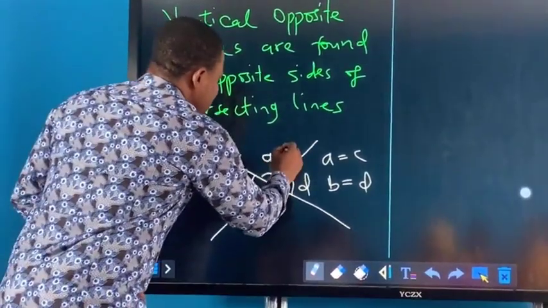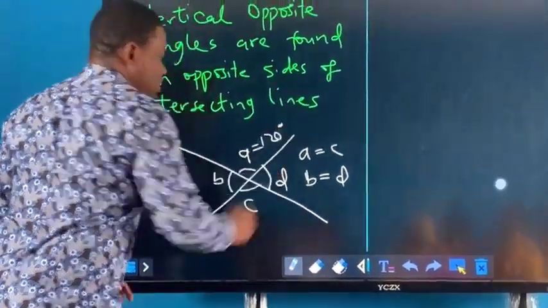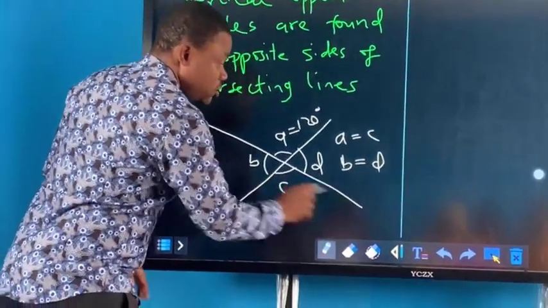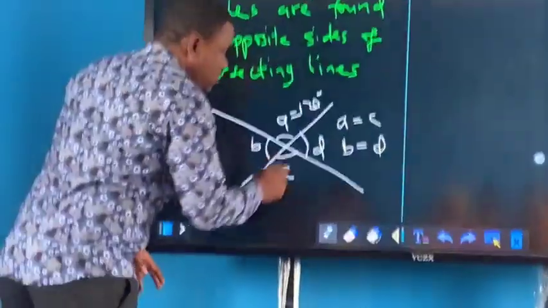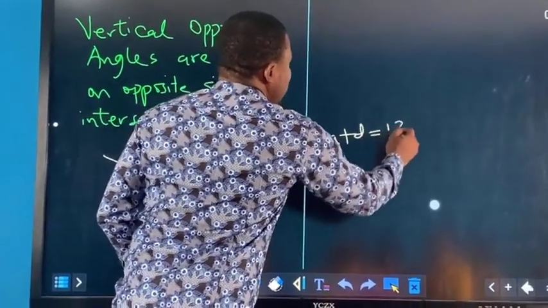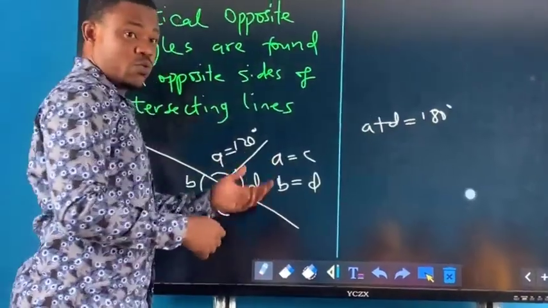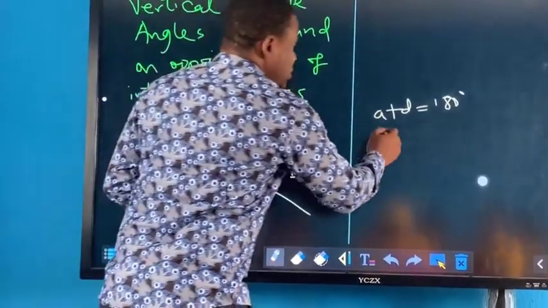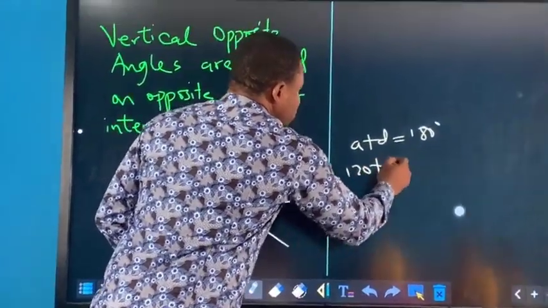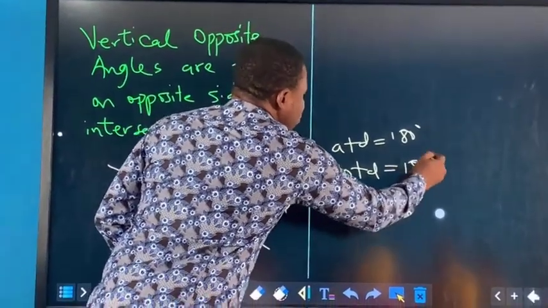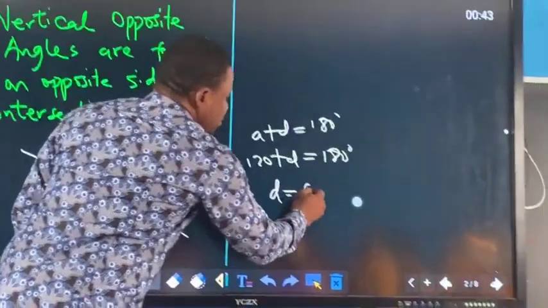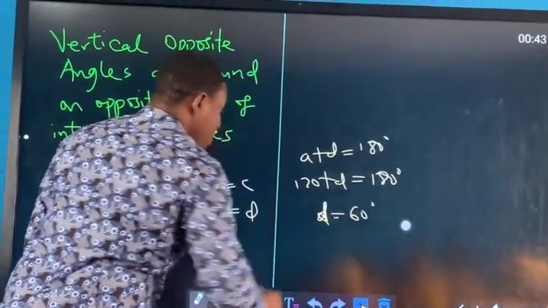If for example A is 120 degrees, this is a straight line, am I correct? That means A plus D will give you 180. We say the angle on a straight line is 180. So if A is 120, then 120 plus D should give you 180. What will I add to 120 to give 180? It is 60. That means D is 60 degrees. Are you with me?